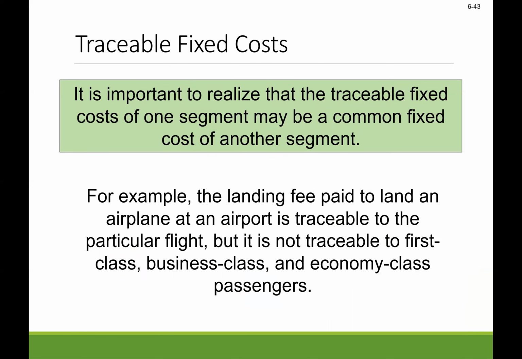It's important to know the traceable fixed cost of one segment could be a common fixed cost of another segment. So the landing fee paid to land an airplane at an airport is traceable to that flight. But it's not necessarily traceable to business class or economy class or first class. It's traceable to that flight, though.